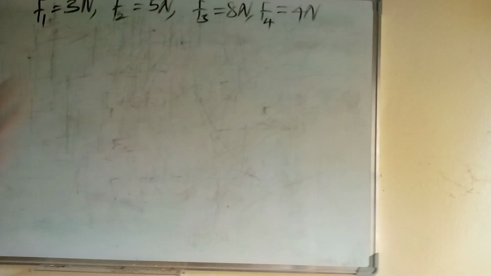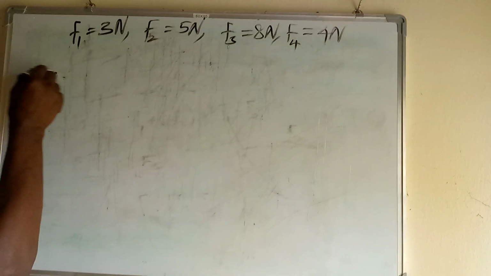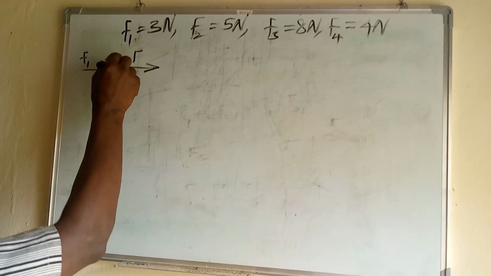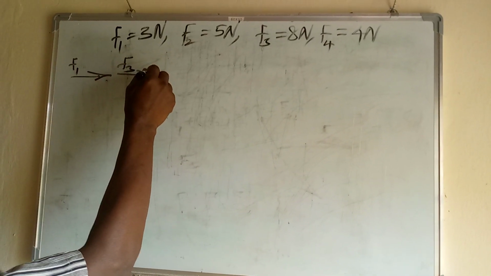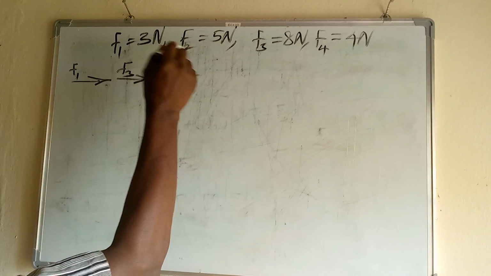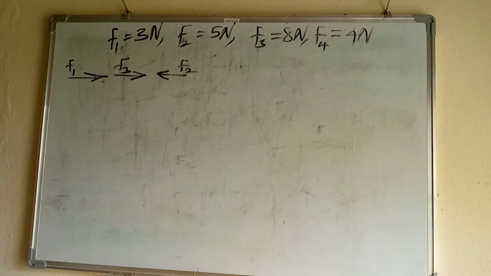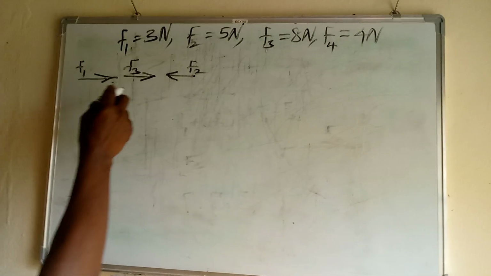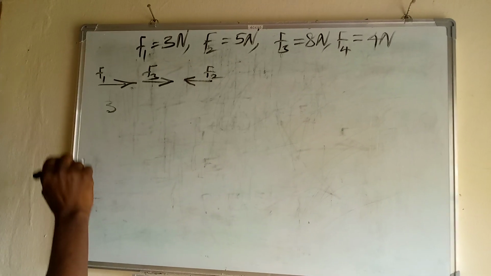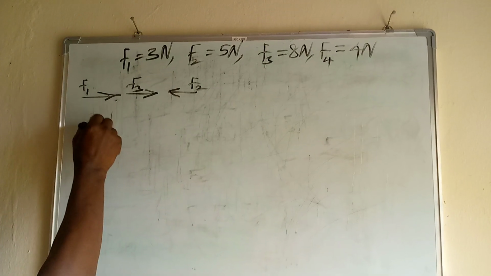Now, among all these forces, if we have the forces this way, F1, F3, F2, and we want to get the resultant. That means the resultant will be 3, that's F1, because it's in the same direction with F3, plus 8.